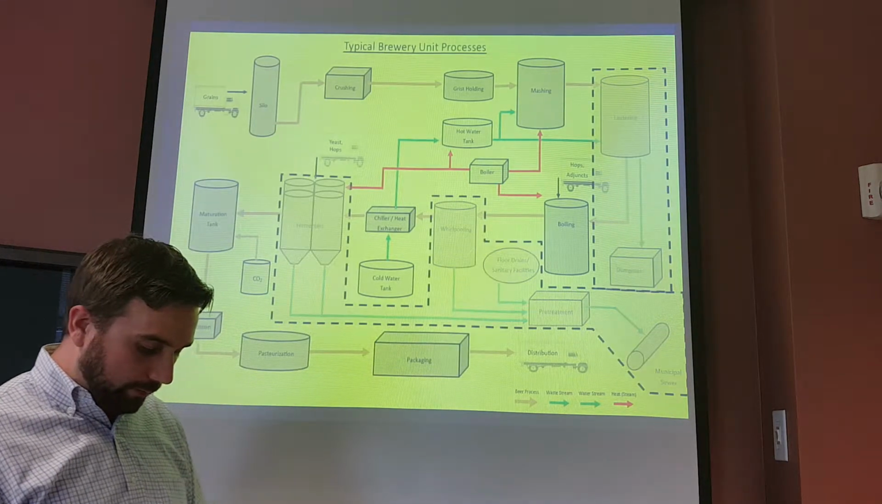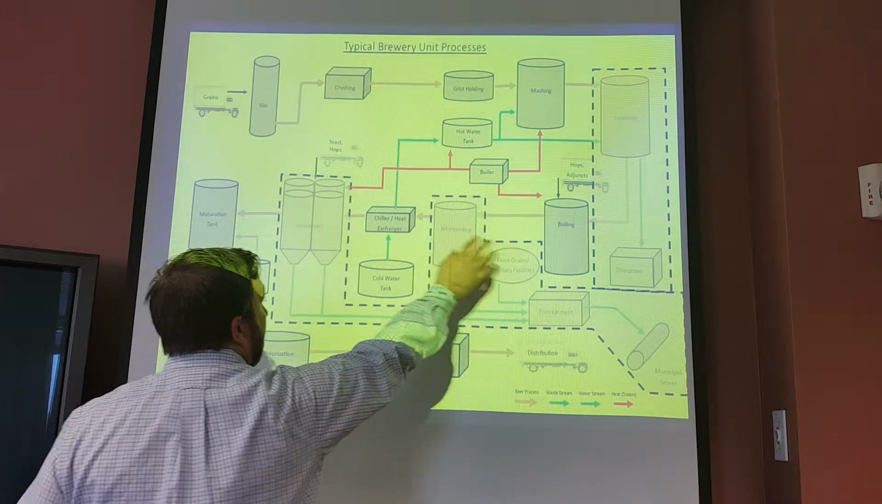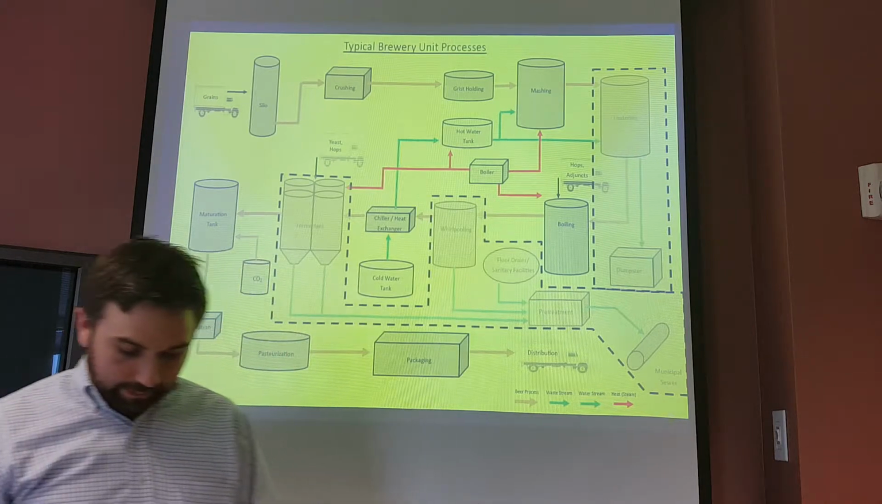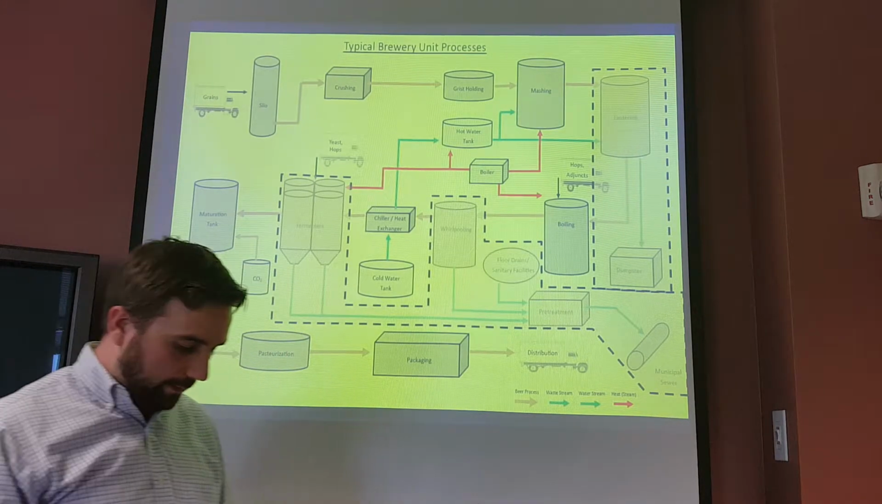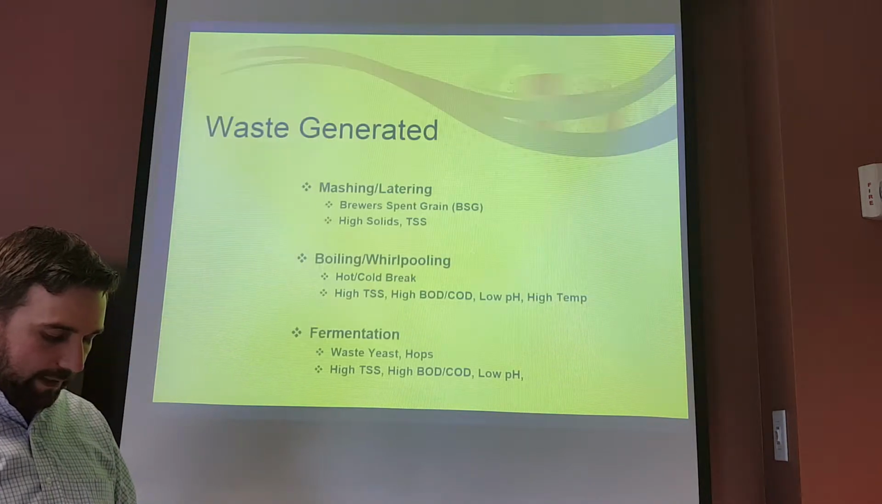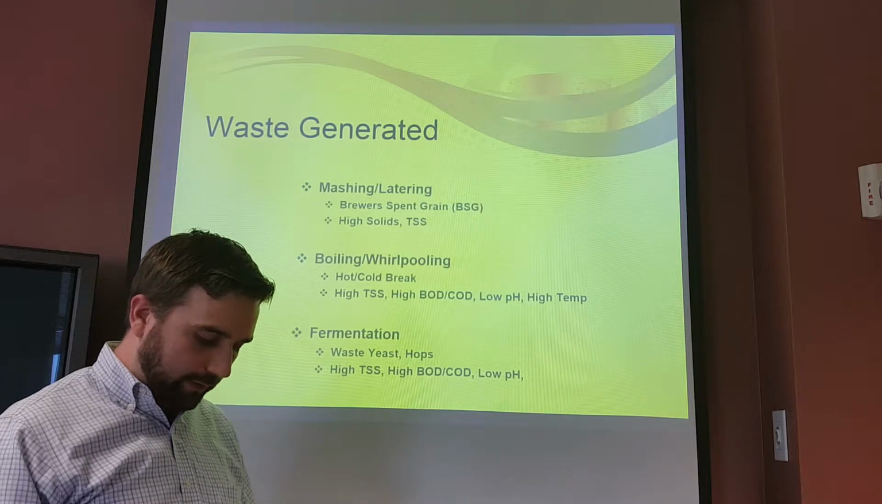So there are multiple steps throughout the process where waste is generated. I'm going to be focusing mostly between the boiling, whirlpooling, and fermentation step. I'm going to give a quick overview of some of the other wastes as well, though. During mashing and lautering, the waste generated is spent grains. These are typically separated and sent out for use as livestock feed.